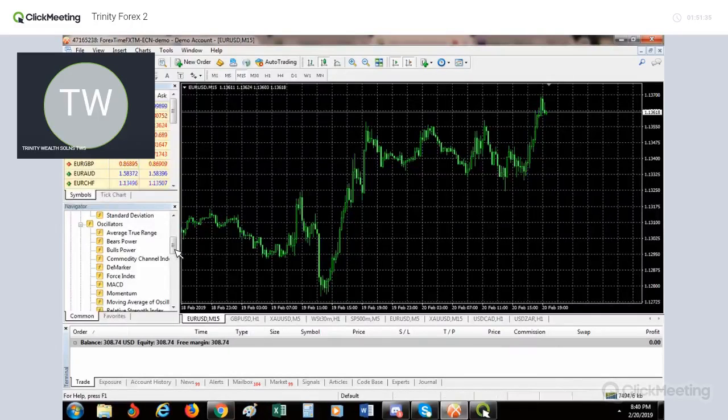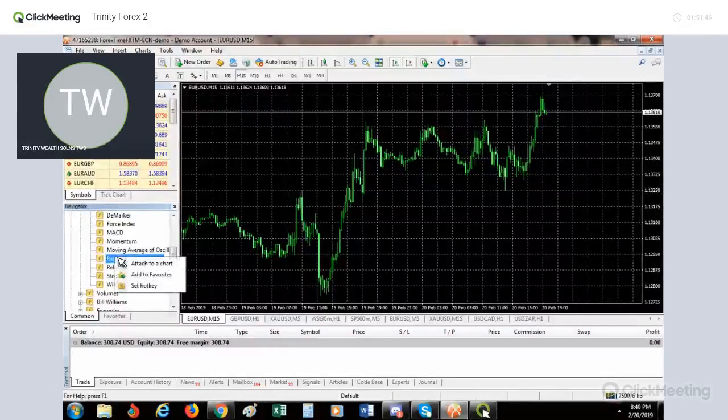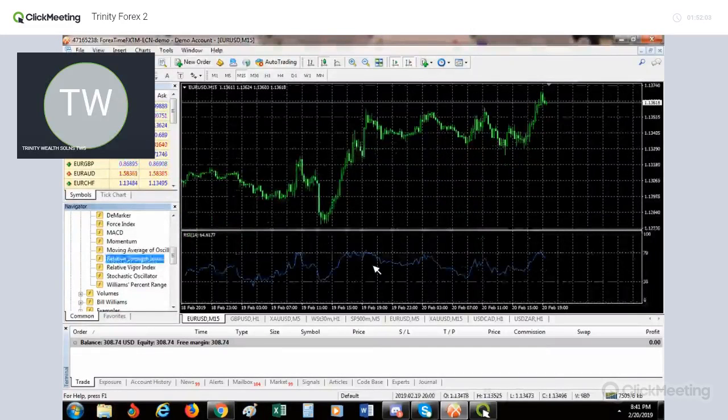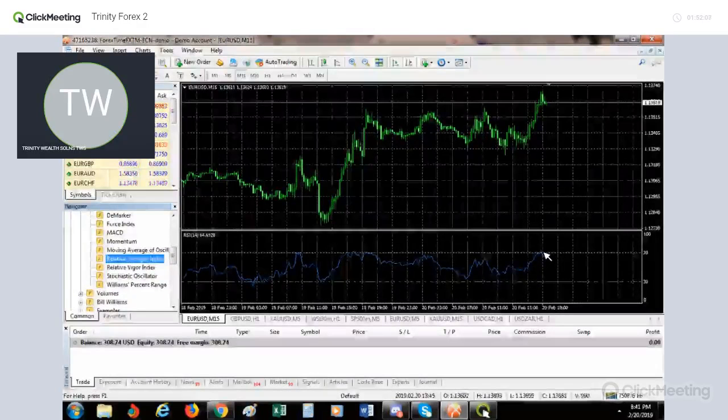Hope you can all see. So now we're back to our chart, and you're looking for relative strength index. It's also one of them. It's under the oscillators. Just click on it. It gets highlighted. Right click, then click attach to a chart. Again, we use the period of 14 days. It is already marked there. So we change nothing on our parameters. We just say okay, and there you go.